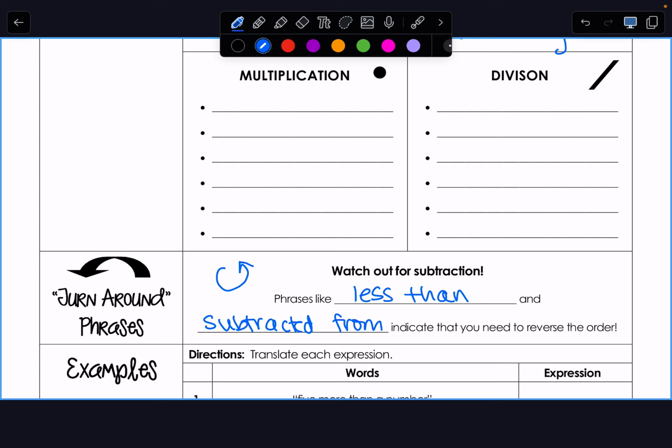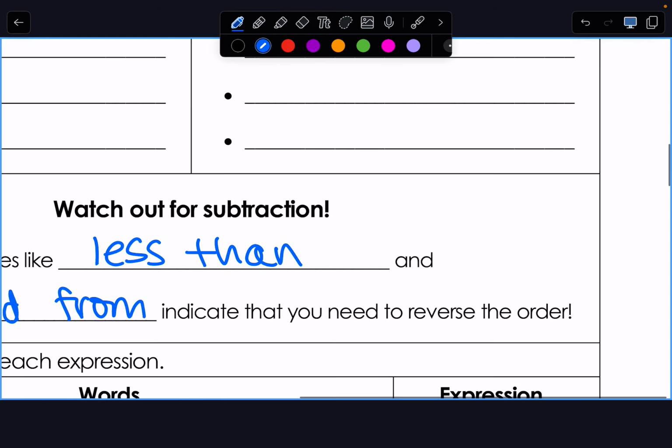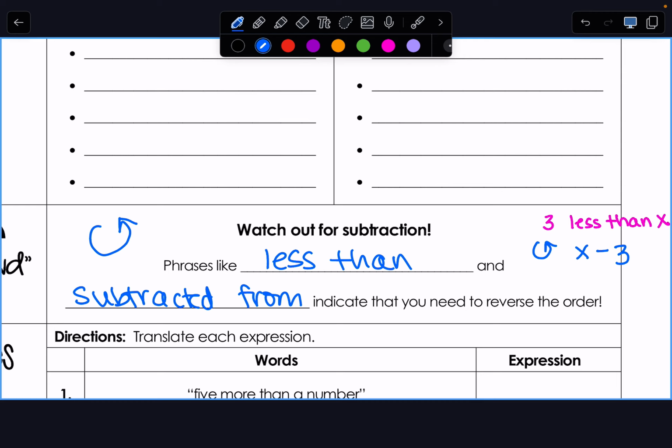So when we have the phrase less than or subtracted from, we actually have to reverse the order in which we write it, okay? So if I say 3 less than X, it really means X minus 3, okay? It's giving you the information, but in the reverse order, okay? So we just have to look out for those two. Okay.